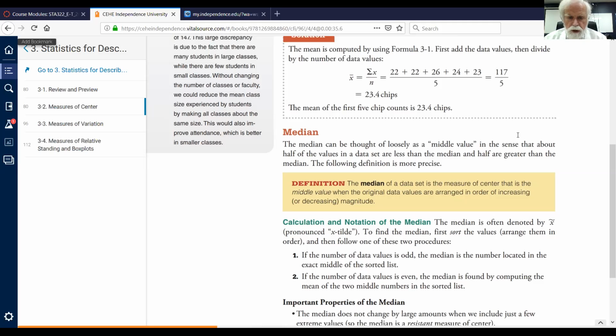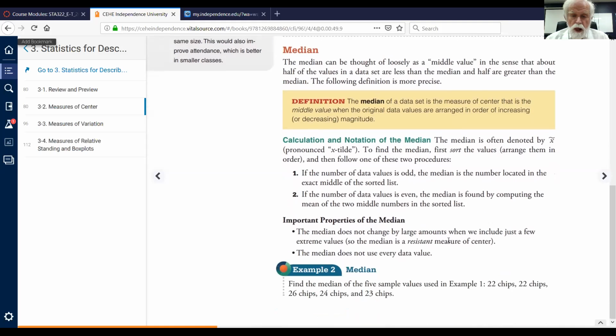The more precise one is that the median of the data set is the middle value of the original data values when they're arranged in some order, increasing or decreasing magnitude. So when we are looking for the median, we often put the little squiggly line that's associated with the Spanish ñ, but that symbol is called a tilde. So we pronounce this X tilde. That tells us that it is the median of the sample, okay?